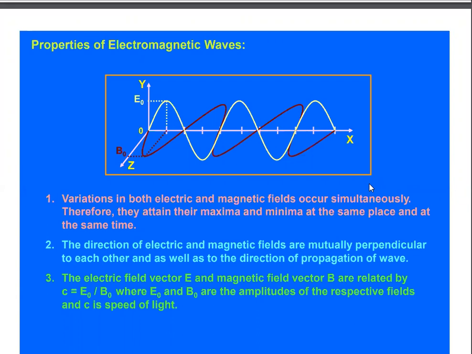electromagnetic wave consists of electric field and magnetic field, which vary periodically, and direction of both the fields are mutually perpendicular to each other, as well as perpendicular to the direction of propagation of the wave.